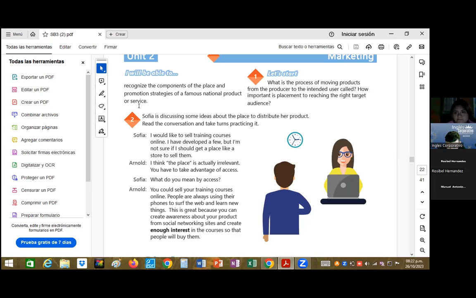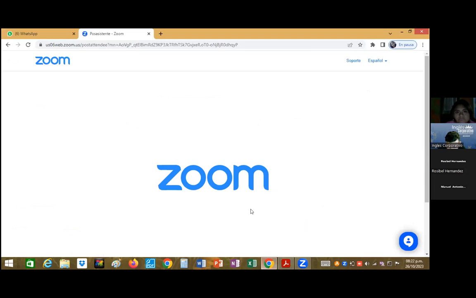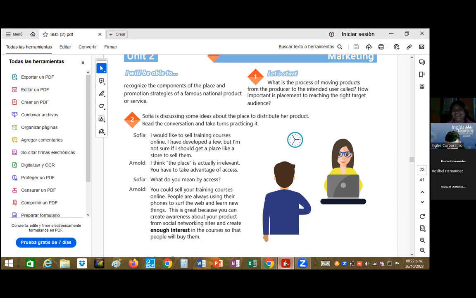Dámela, Rosy. Okay. No sea así, Ceci. Ahorita. ¿Quién inicia? Dele. Bien, bien. Okay.